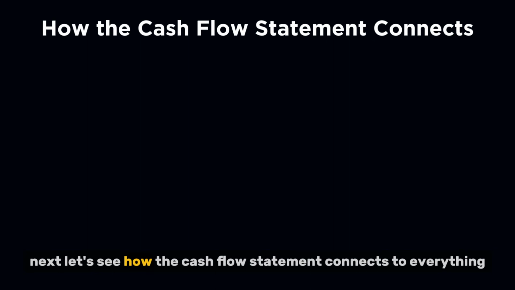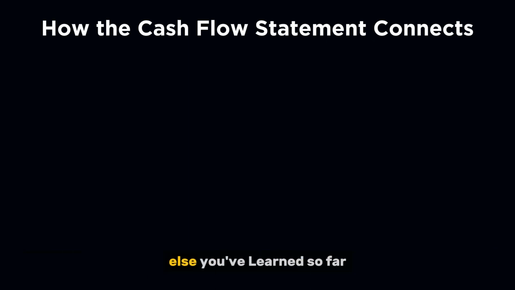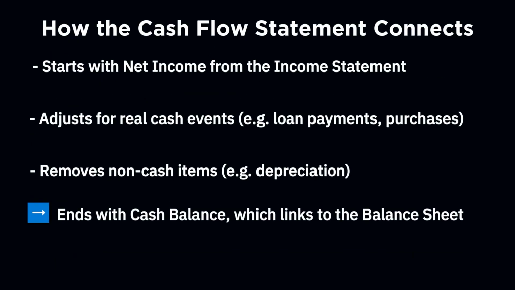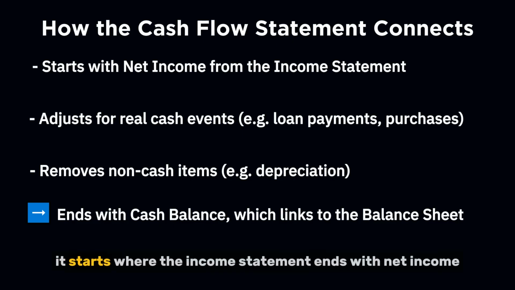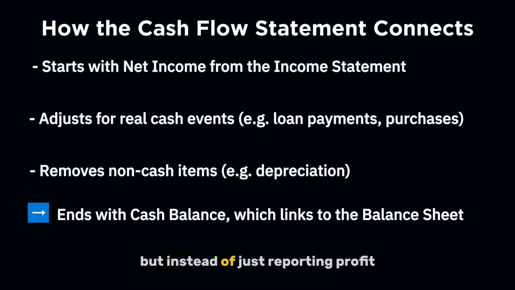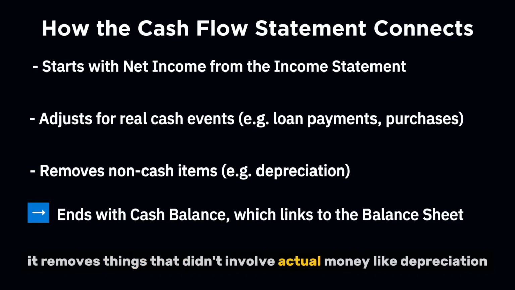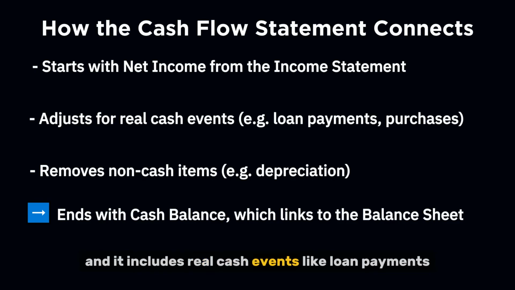Next, let's see how the cash flow statement connects to everything else you've learned so far. The cash flow statement doesn't stand alone. It connects directly to the other two main financial reports. It starts where the income statement ends, with net income. But instead of just reporting profit, it adjusts that number for real cash activity. It removes things that didn't involve actual money, like depreciation. And it includes real cash events, like loan payments, equipment purchases, or owner withdrawals.